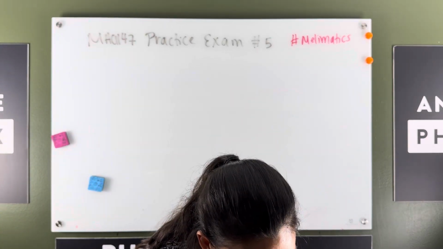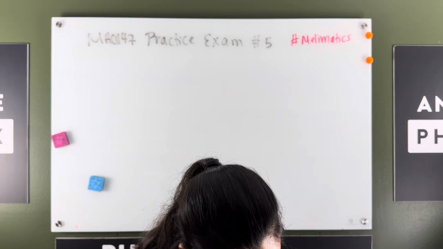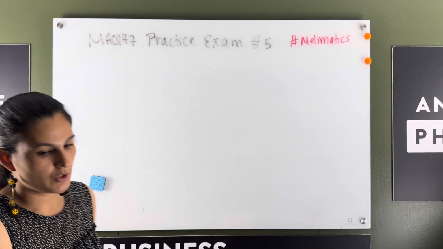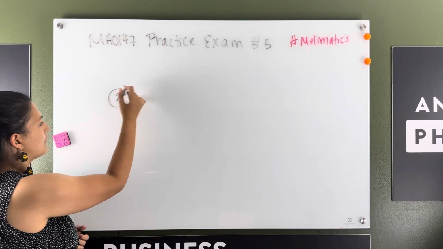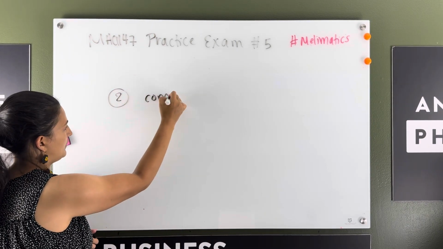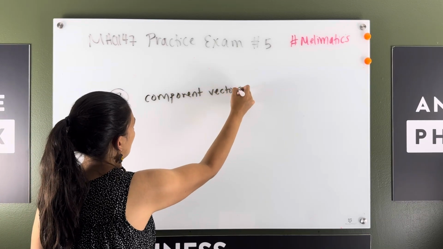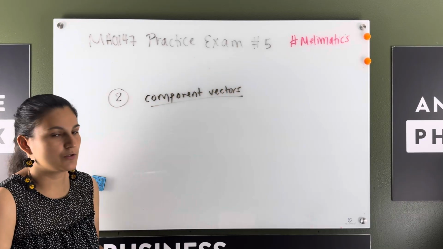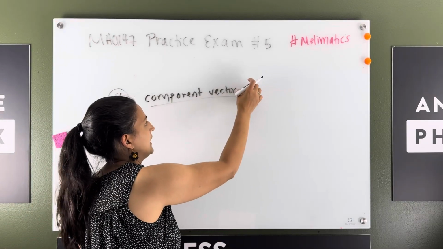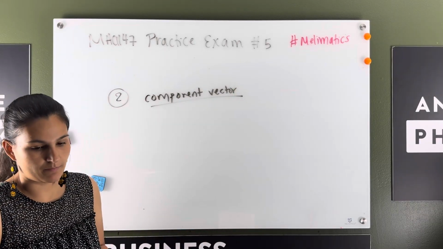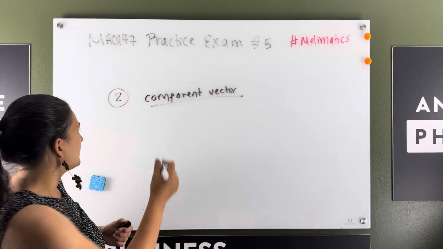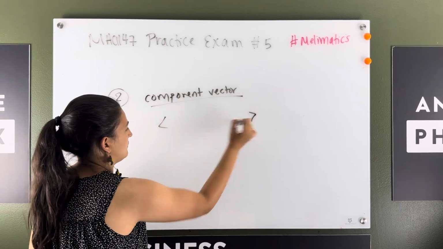Part 2, suppose that the vector has initial point, starting point, find the component form. So we talked about how useful the component form is, or the component vector, when we're talking about vectors. Why? Because a component vector makes it start at 0, 0. Okay? So, and it's written in this notation.